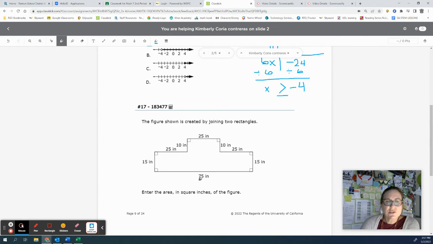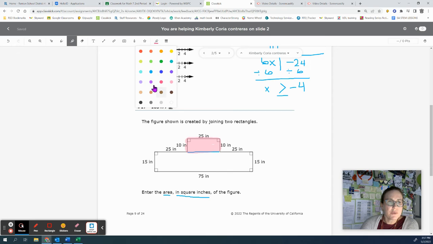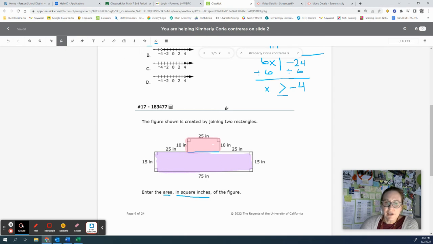So the figure shown is created by joining two rectangles. Enter the area in square inches of the figure. Okay, we're going to make it into two rectangles. So this is going to be one rectangle, and this is going to be our other rectangle. So we need to find the area of both of those rectangles and then add them together. Remember, area is length times width.